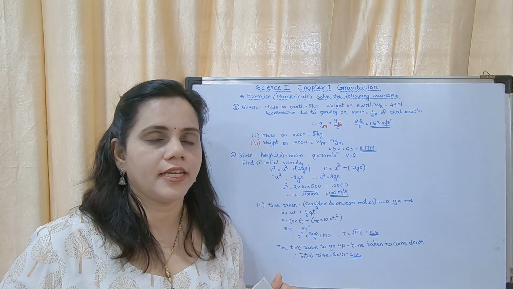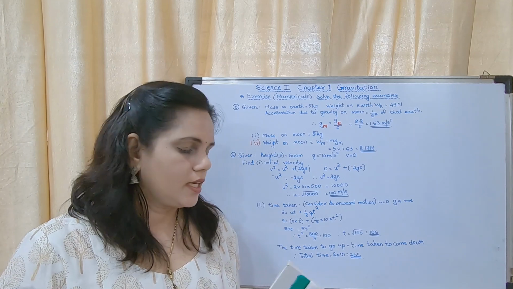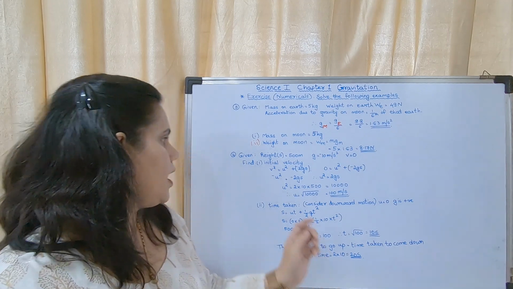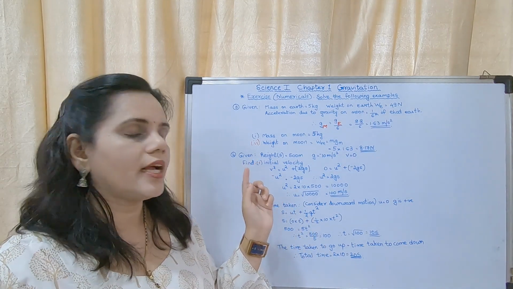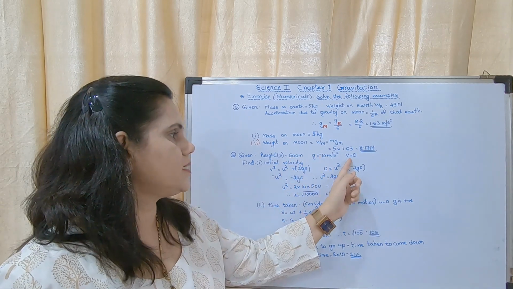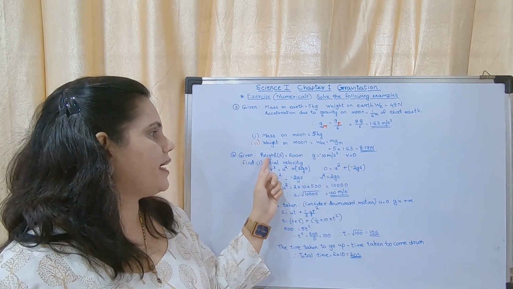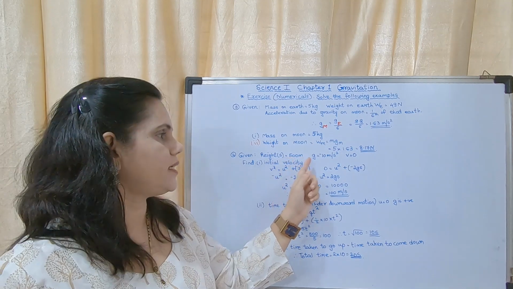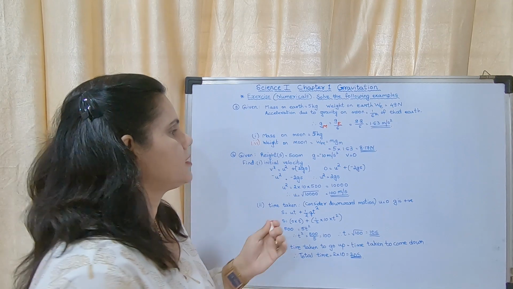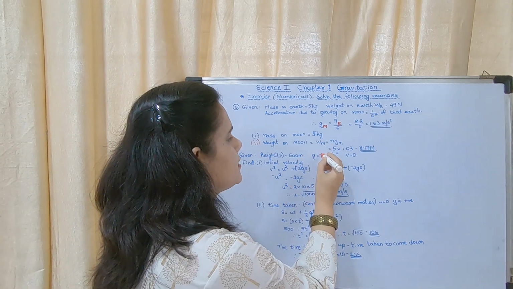Then only you have to take the value of g as 10. Now here the object is going up and coming down. As the object is going up, the final velocity will be 0. Given height, they have given as 500 meter. G, I have taken it as negative. You may notice that I have taken it as negative.